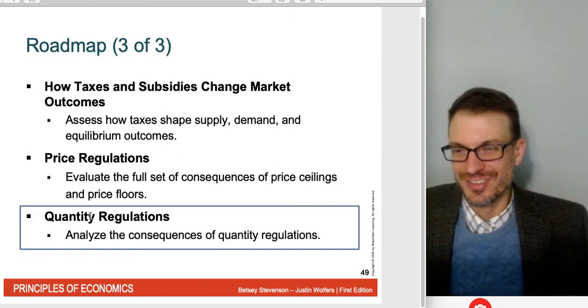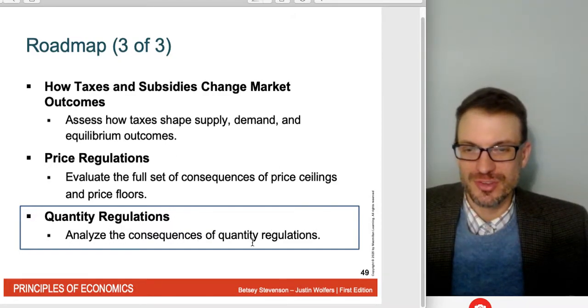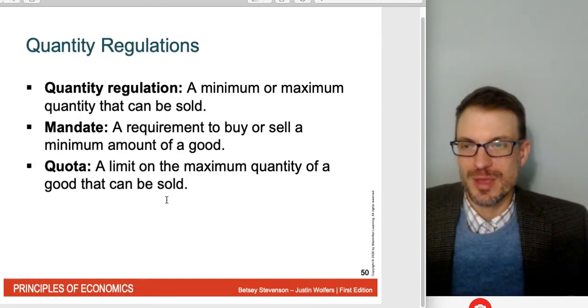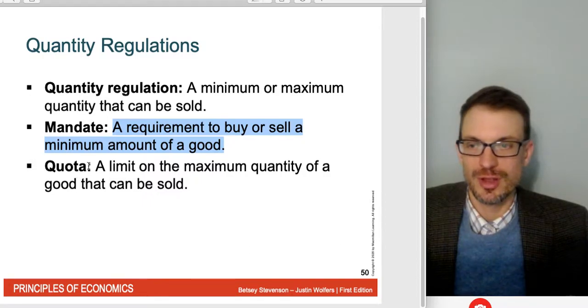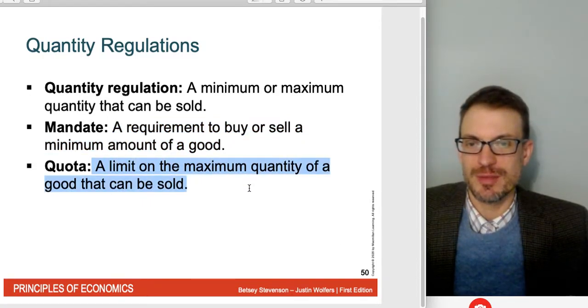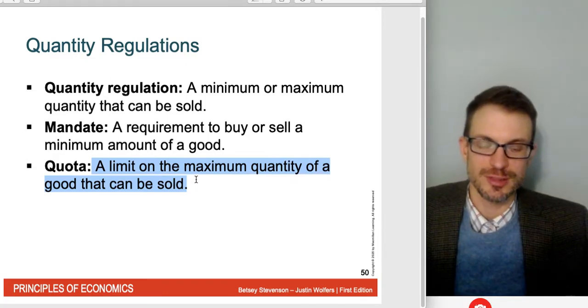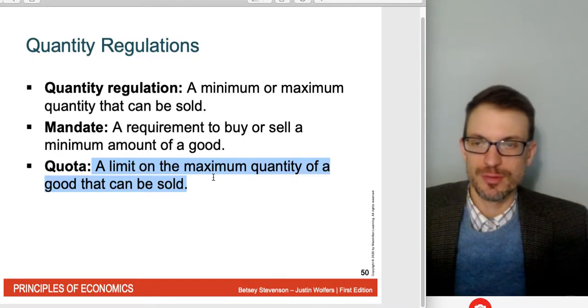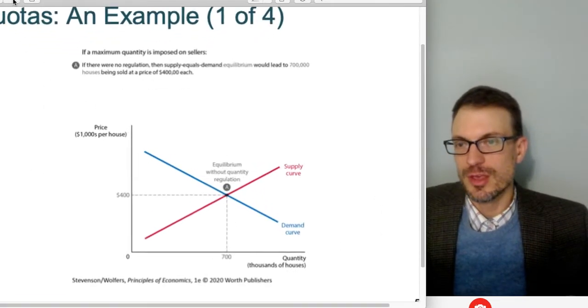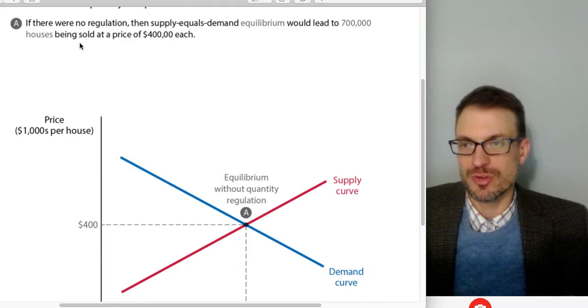All right, so quantity regulations. Analyze the consequences of quantity regulations, a minimum and maximum quantity that can be sold. A mandate would be a requirement to buy or sell some minimum amount of the good. A quota would be a limit on the maximum quantity of the good that can be sold. So a mandate would be you have to produce at least this amount. A quota is you can produce no more than this amount, or buy and sell or whatever.